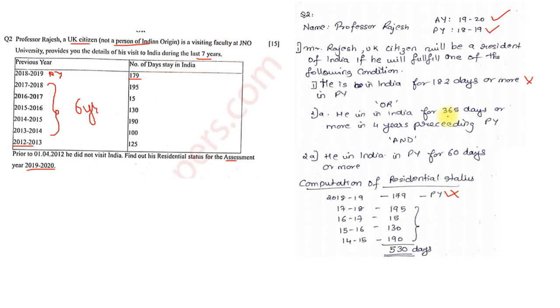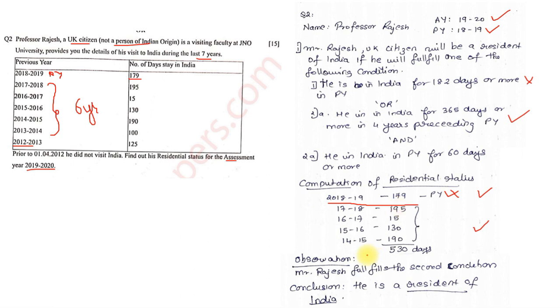Now he has to be in India for 365 days or more in the 4 years preceding the previous year. So we don't look at the previous year; we go backward: 17-18, 16-17, 15-16 and 14-15. We add up the number of days that were given. It came to 530, so the 2A condition is fulfilled. The second condition is that along with that he has to be in India for 60 days or more. Yes, that also gets fulfilled. So both 2A and 2B are fulfilled. Observation: Mr. Rajesh fulfills the second condition. Conclusion: he is a resident of India.